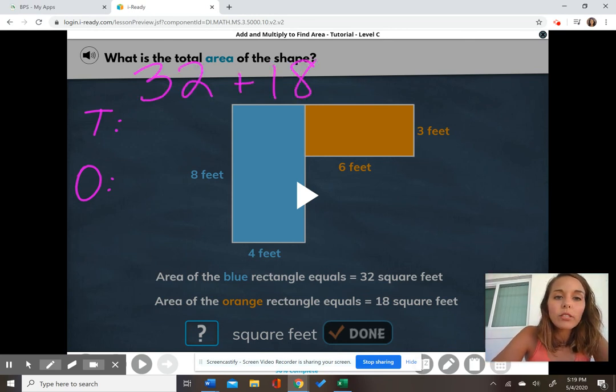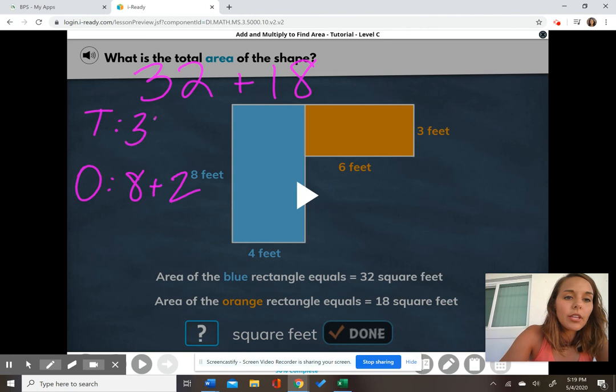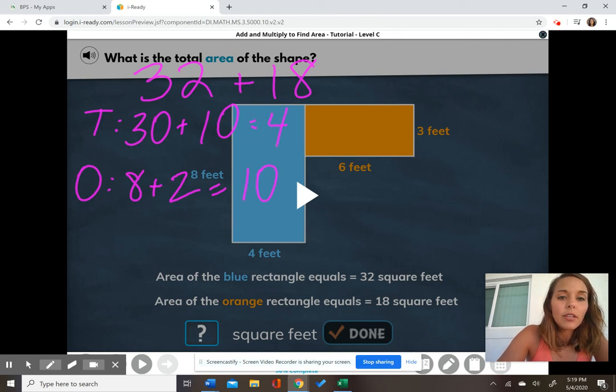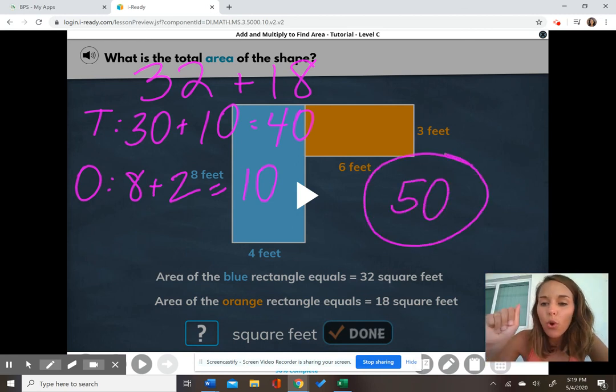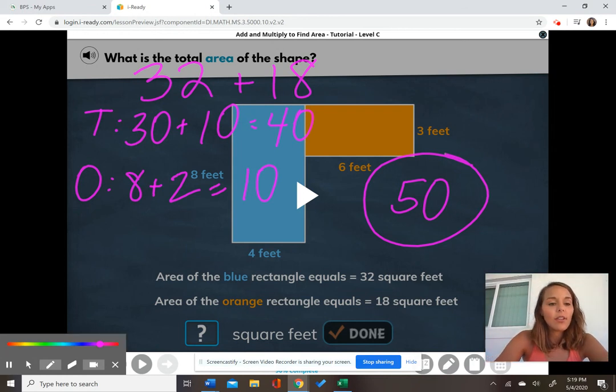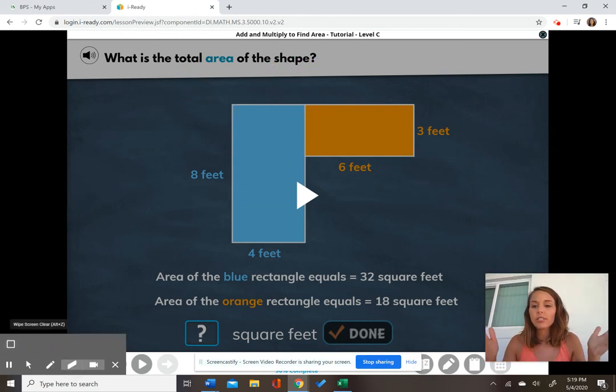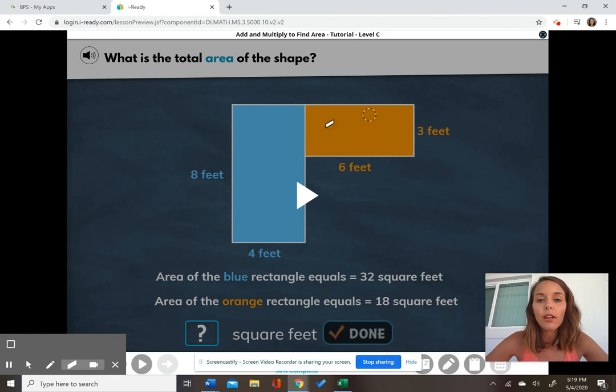I take my ones column, which is 8 plus 2. I take my tens column, which is 30 plus 10. 8 plus 2 equals 10. 30 plus 10 equals 40. And 40 plus 10 equals 50. So I do get the same answer regardless. So that is how you find area of multiple shapes. You just add up the area of blue, area of orange, gives you the total area.